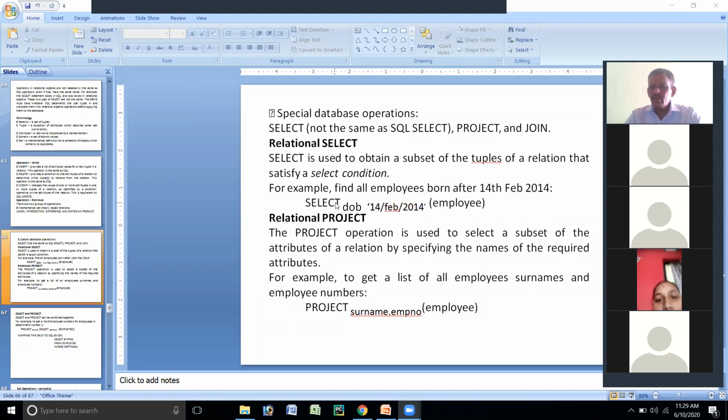Select all the employees who are born after 14th February 2014 from a table called employee. From the employee table, the list of everyone born after 14th February 2014 comes. That we are using with the help of this select.